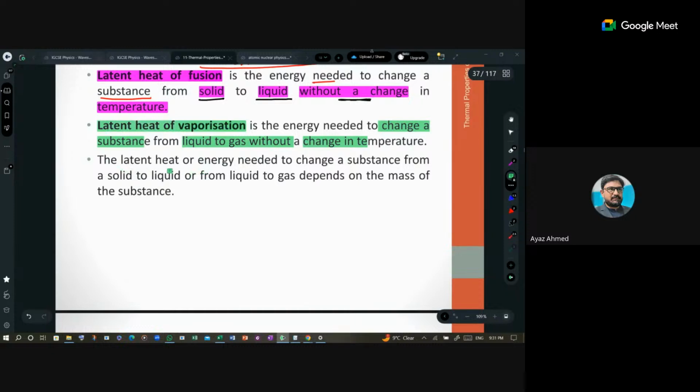Now the latent heat, or energy needed to change the substance from solid to liquid or liquid to gas, depends upon the mass of the substance. This is a very important concept. From here we enter into specific latent heat. So this latent heat depends upon what? Mass. Got it? Is it clear?